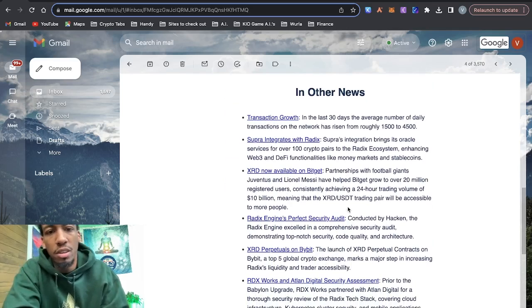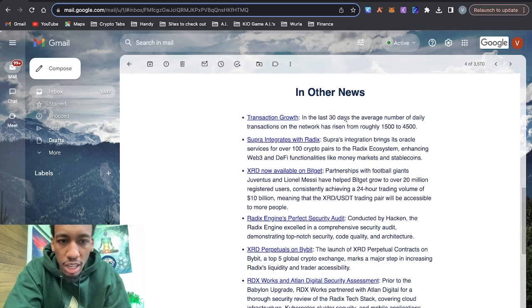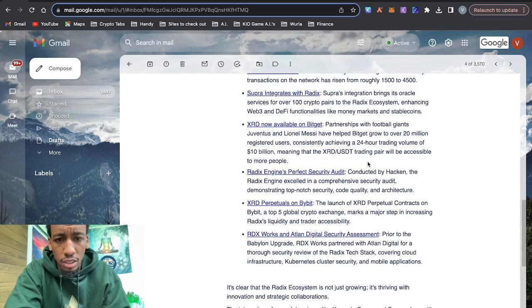Just some other news. So transaction growth in the last 30 days, the number of transactions has grown from 1,500 to 4,500. That's a large percentage increase, over 100%. They integrated with Supra to bring Oracle services to Radix, so it's going to help connect it to off-chain data or other chains. And they talk about money market funds and stablecoins.